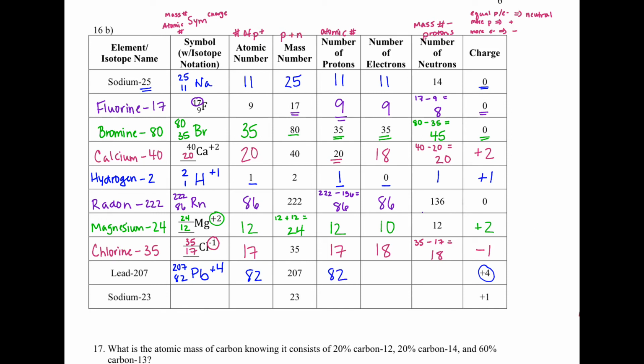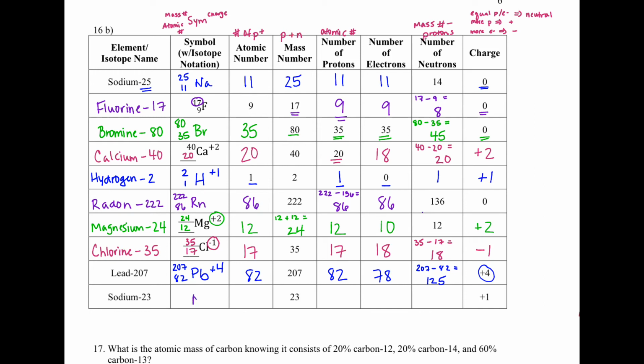We have 82 protons because it's the same as the atomic number. If we have a +4 charge, that means I have 4 more protons than electrons. So that must be 78 electrons. And to get our number of neutrons, the mass number minus the number of protons would leave us with 125 neutrons. Last one of the bunch.